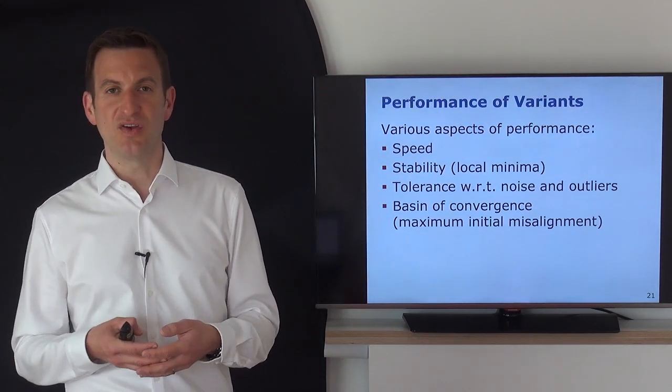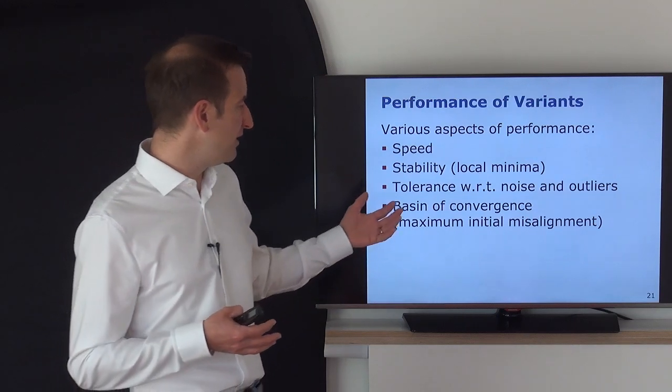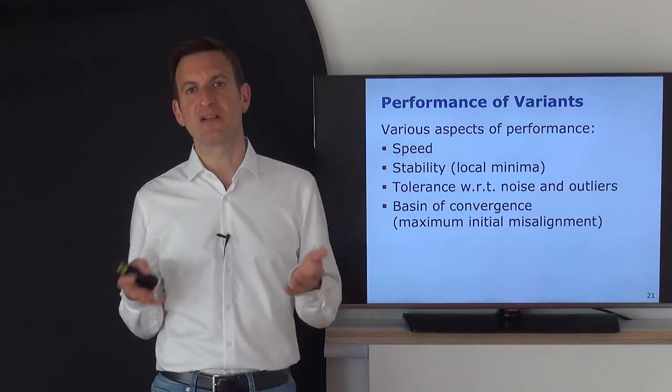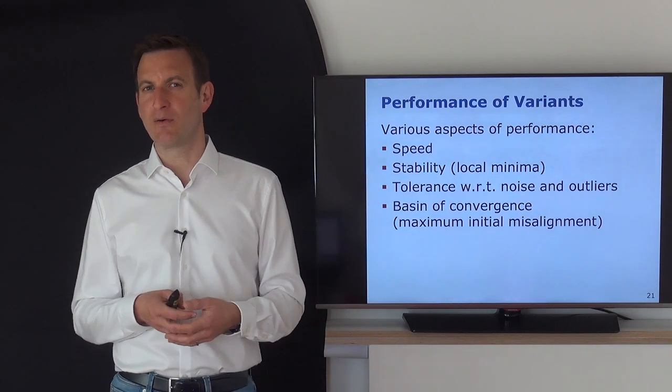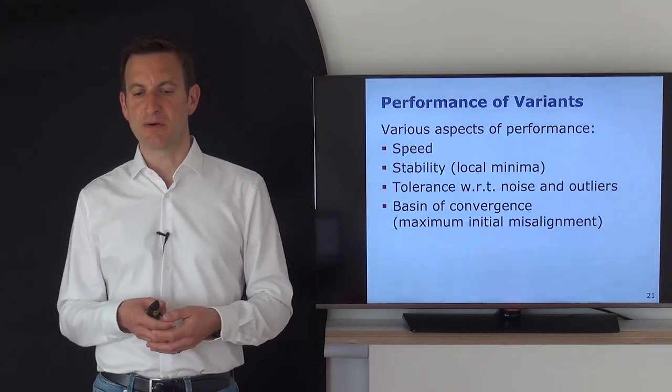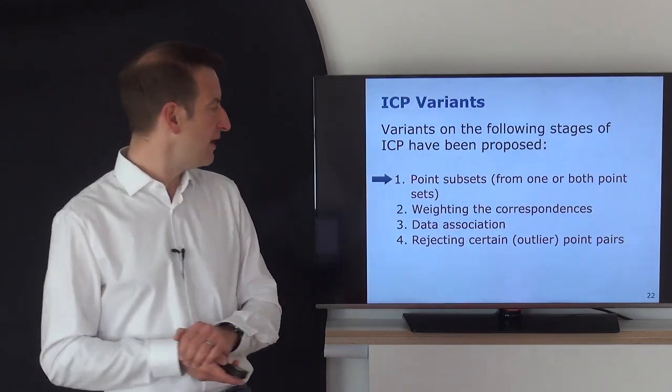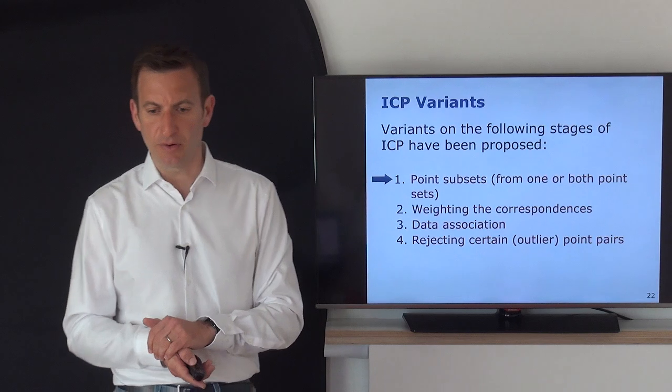Or we may take steps for increasing the basin of convergence. So what's the maximum initial misalignment between the scans? How bad can our initial guess actually be so that the approach still converges to the right solution? So let's have a look. Let's start with subsampling points.